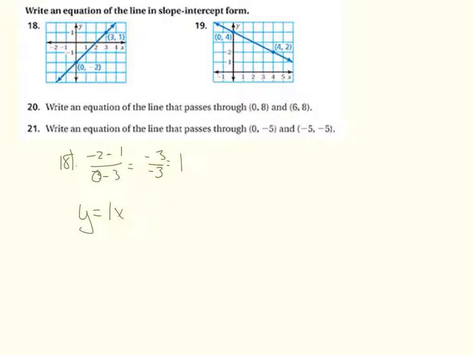Now the nice thing about having a picture is that I can look right here and see what my y-intercept is. That's where it crosses the y-axis. So it looks like -2 is going to be my solution. So there's my solution for number 18.